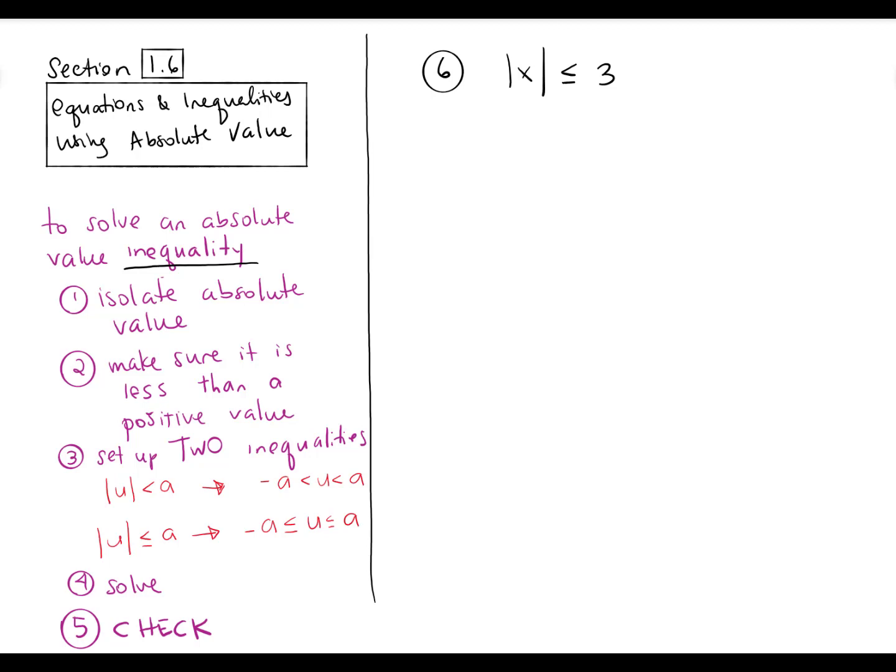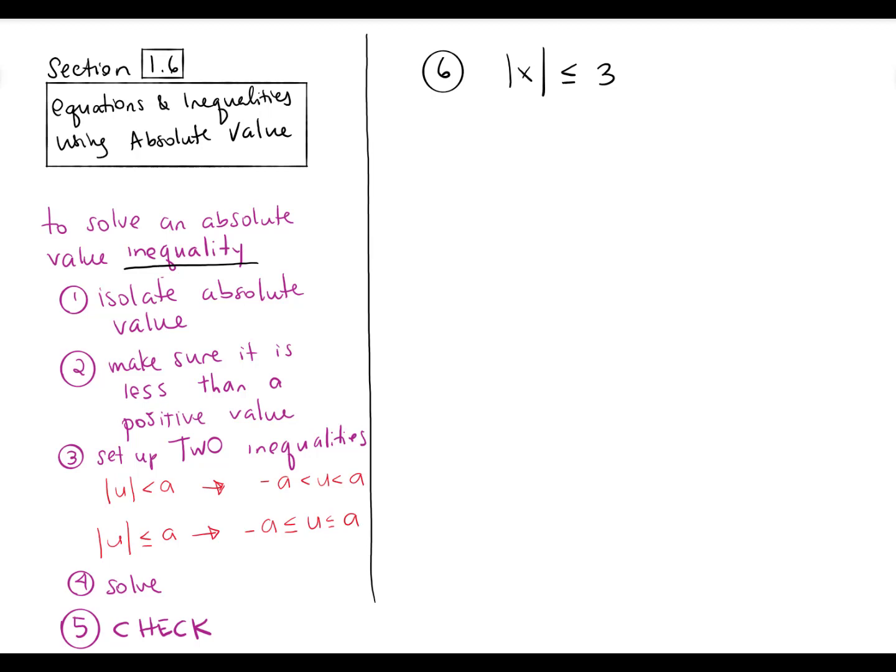And then you're going to set up your 2 inequalities. Now, it looks like I have 2 inequalities here, but it's not 2 different lines. It's one line has 2 inequalities in it. So I want to show you how that works. Looking at number 6, we have the absolute value of x is less than or equal to 3. That satisfies step 1, the isolated absolute value, and step 2, it's less than a positive value.